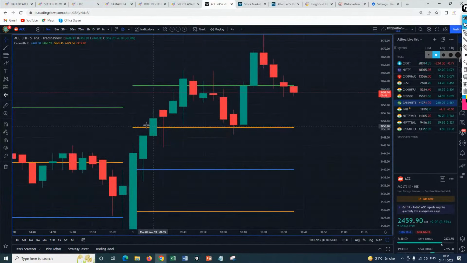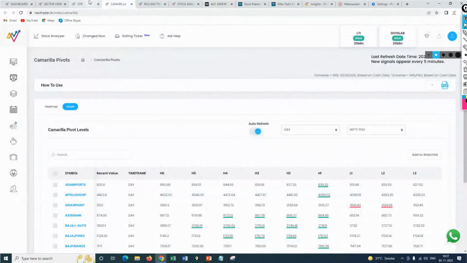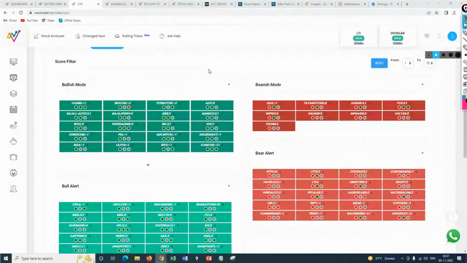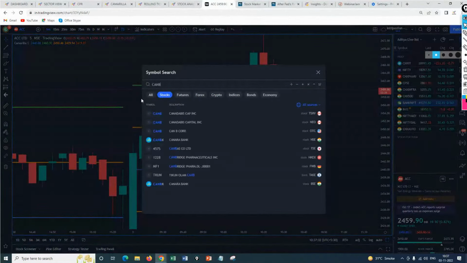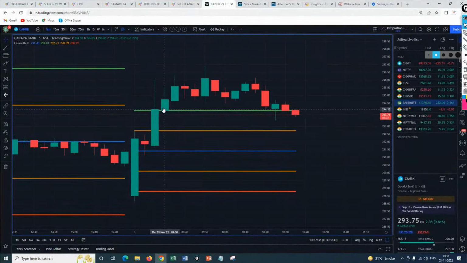So if I go here and see the first stock, that is Can Bank. Let me open this stock here and see Can Bank. I can see over here that it gave me an H4 breakout right here at 9:30. It has moved up and it is sustaining right now above H4. So here H4 is the main support for the stock.